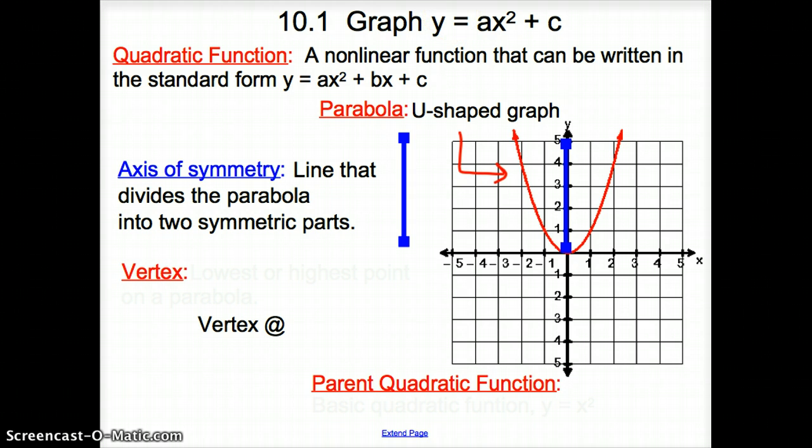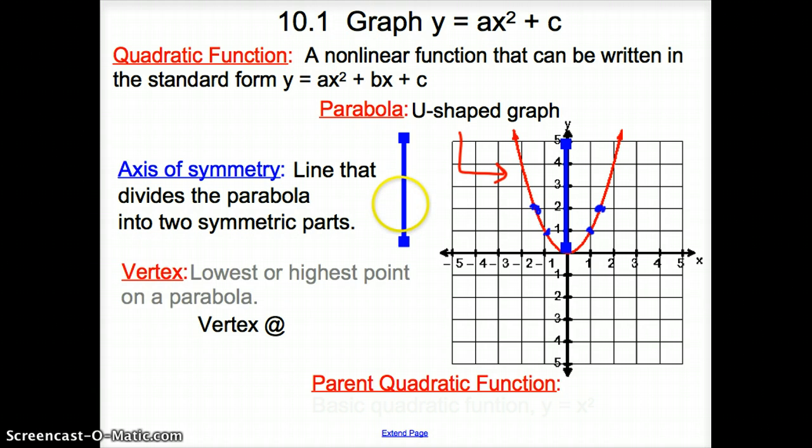Notice that each point on the red line is the same distance to the blue line as its other part on the other side of the blue line. So each dot on the red line, so each blue dot that I'm drawing, is equal distance from the middle, or the blue line. Next vocab word is the vertex.